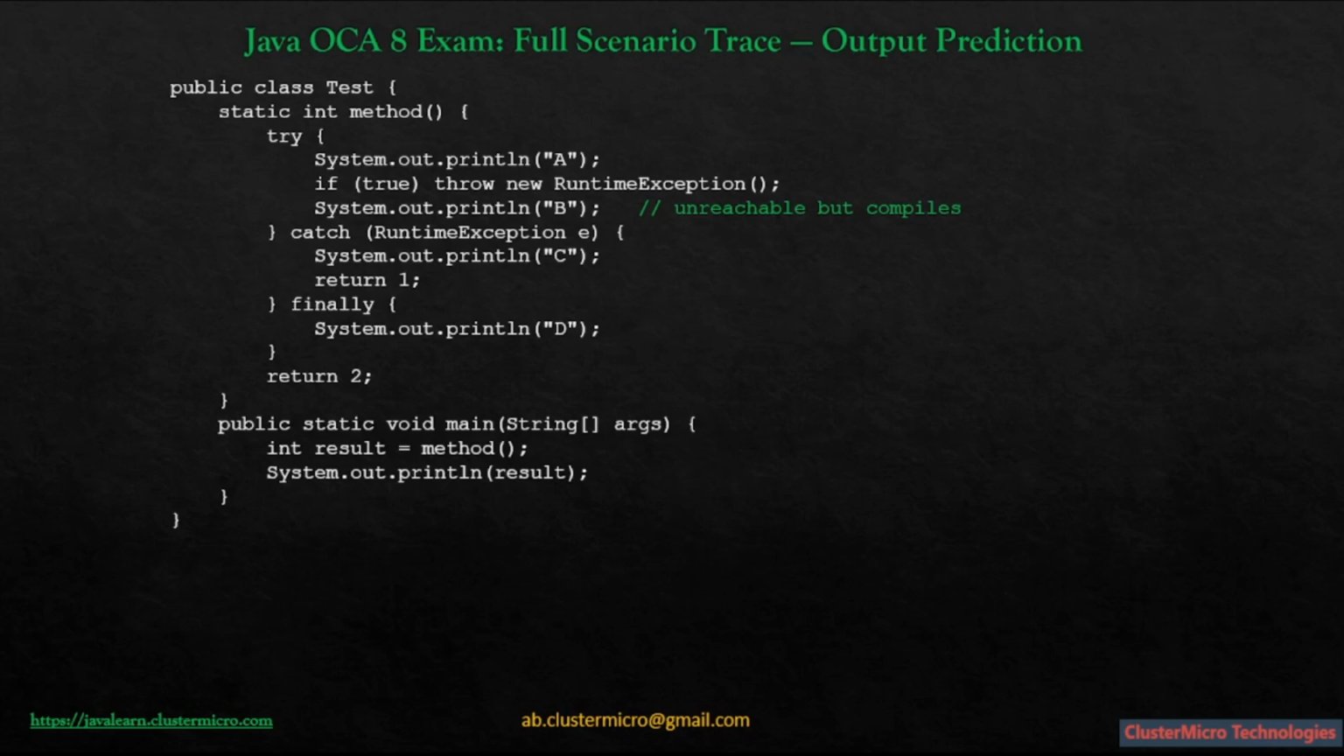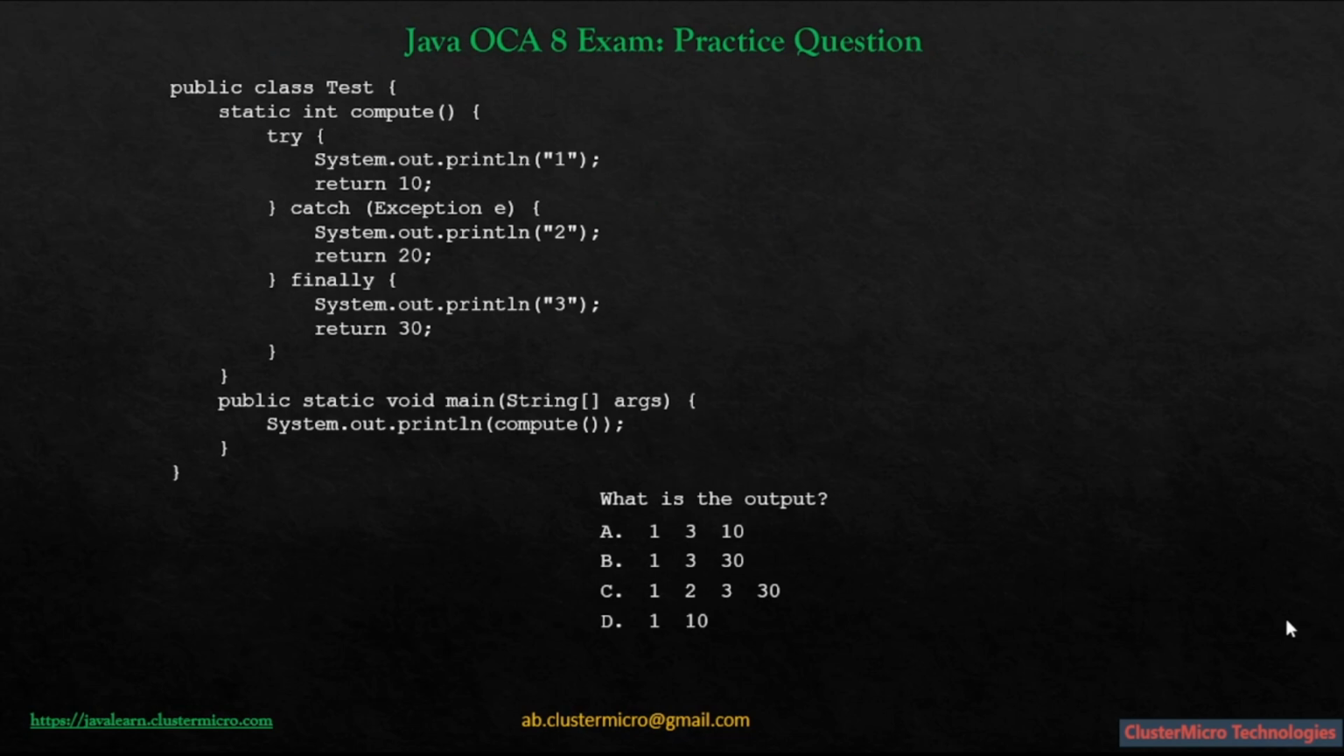So the last line, return 2, is never reached. It would only execute if the try block completed normally with no exception. Since an exception was thrown and caught with a return inside catch, that path is taken instead. And now we are back in main, so we have int result equal to the method, and System.out.println result, so result is 1 and main prints 1. So complete output is what? A, C, D, 1.